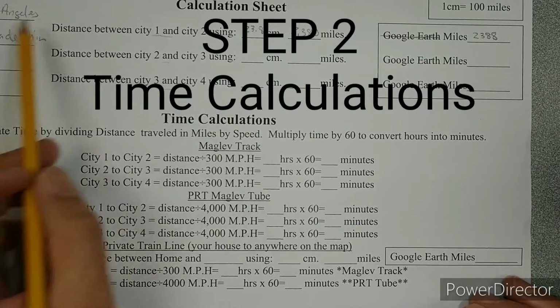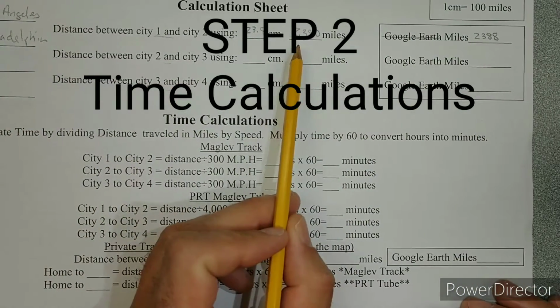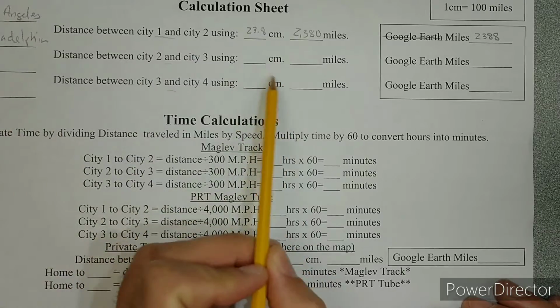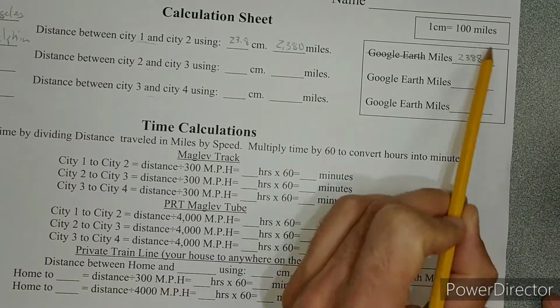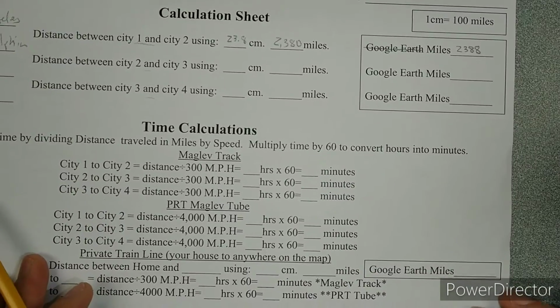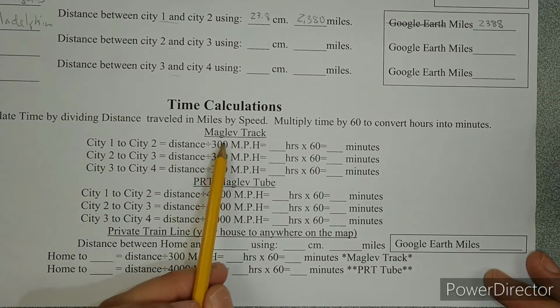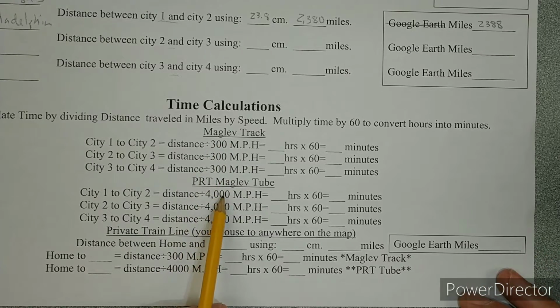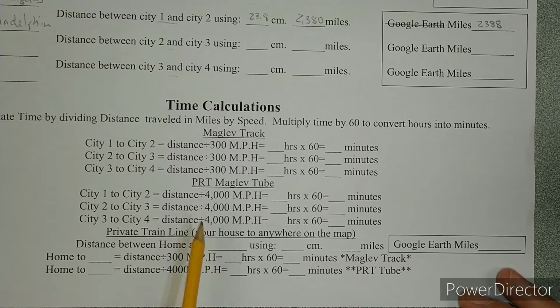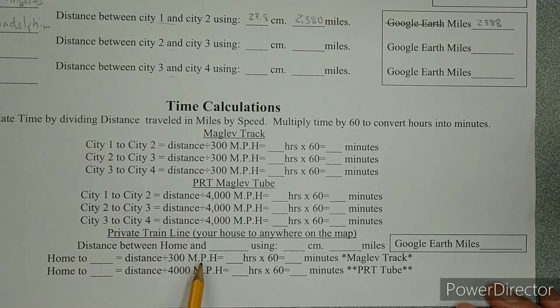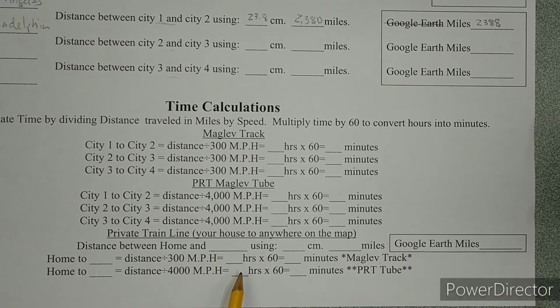After completing this top section up here, and you found your 4 cities, the distances between them, and you Googled how far they were in real life, we're going to figure out how long it would take to travel using a maglev track at 300 miles an hour, a PRT maglev tube, which, what does PRT stand for? You might have to Google that. So this one's going 4,000 miles an hour. And then the last part here is looking at if you created your own private train line, we're going to figure out the distances between that. All right, and we'll go over that in the next video.